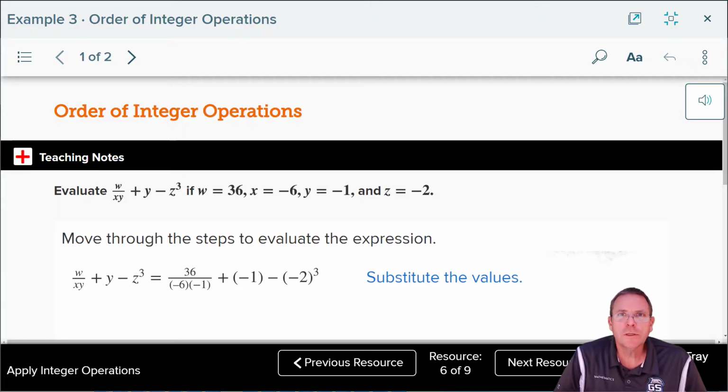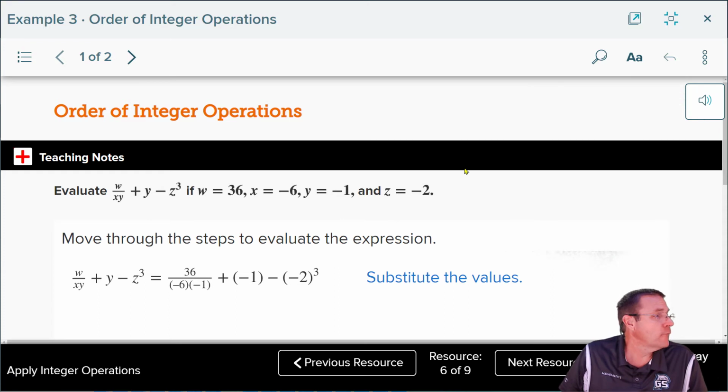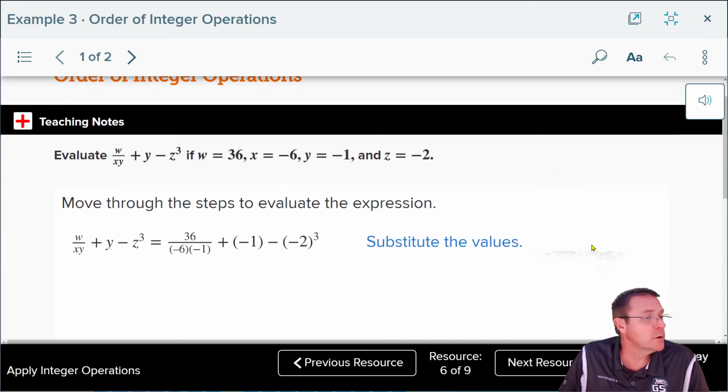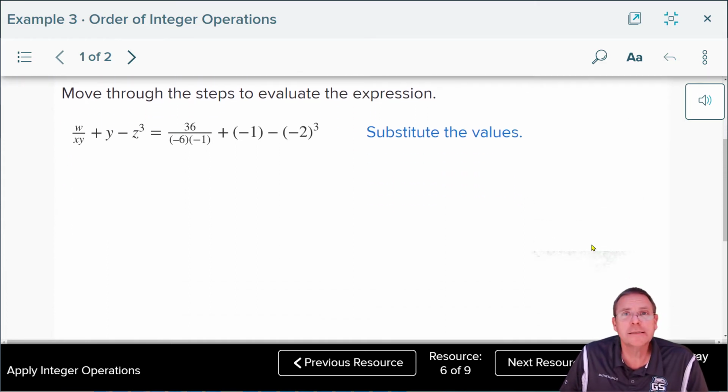It is time we step up our game with example number 3, where they give us all kind of horrible, ugly things to look at. First off, we get variables. So you have w divided by the product of x and y, all added to the difference of y and z cubed. And the first thing we have to do is substitute in these values for the variable, which I think the textbook does a pretty good job on this one. So we're going to see if we can stick with it instead of doing it on our own.